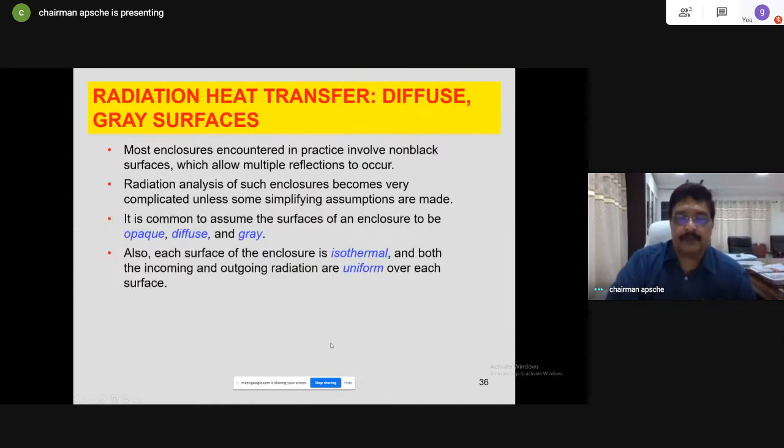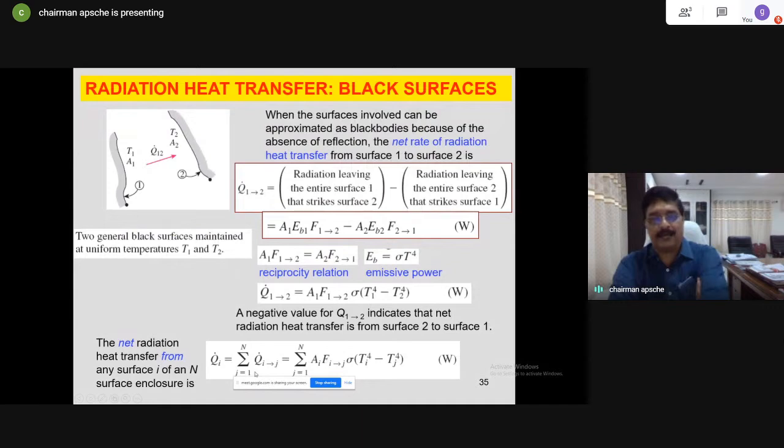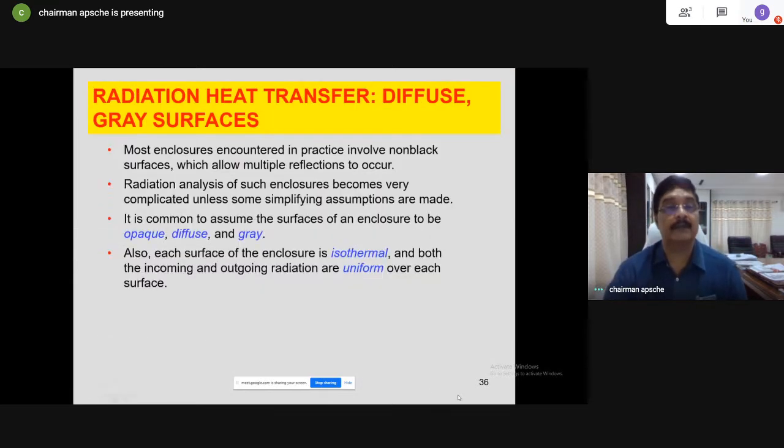Now if surface i is interacting with n surfaces, let me say, then the total amount of surface radiation leaving the surface i, Qi, is equal to the sum of all the radiation shape factors, Σ Ai Fi→j, times σ(Ti⁴ − Tj⁴).